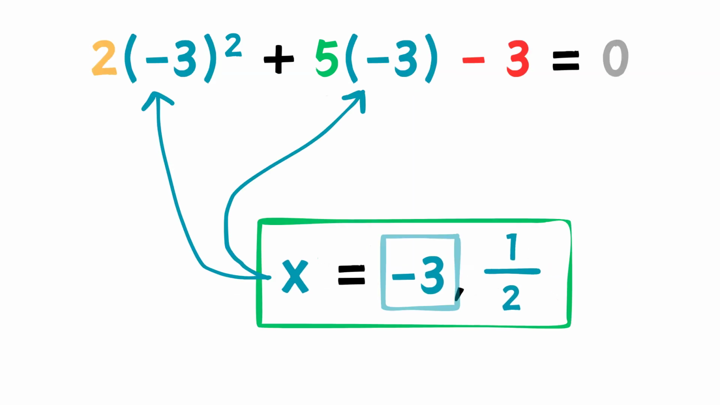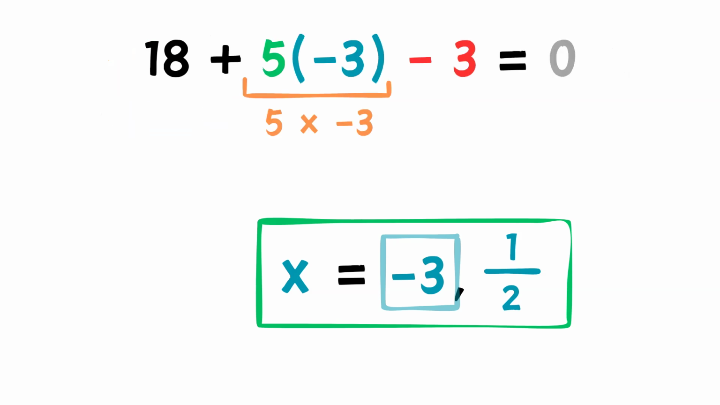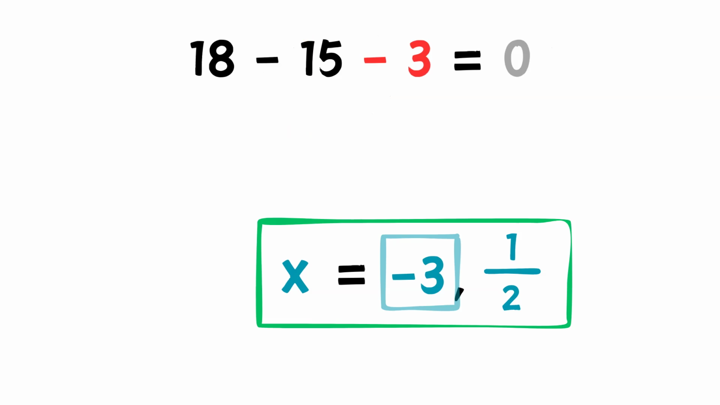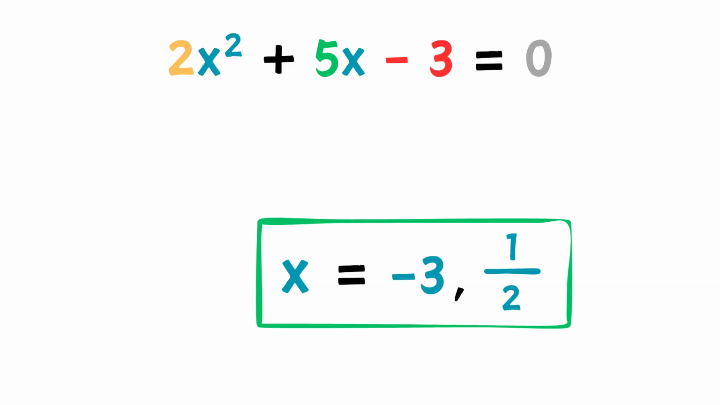If we substitute in negative 3, we get 2 times negative 3 squared plus 5 times negative 3 minus 3. Negative 3 squared is negative 3 times negative 3. The negatives cancel out, and we get 9. And 9 times 2 is 18. 5 times negative 3 is negative 15. So we have 18 minus 15 minus 3. 18 minus 15 is 3, so we get 3 minus 3, which is 0. There we go. And what about 1/2?